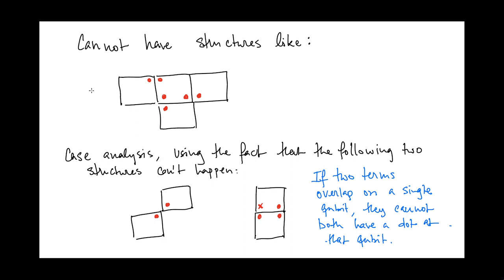Another forbidden structure that I have is the following. If I look at these two terms, they overlap on this qubit and this qubit. If the term above acts non-trivially on the qubit on the left, then the only place that these two terms overlap in a meaningful way is on this single qubit. I can apply the structural lemma again, and one of them has to be the identity. So basically, I can't have this.